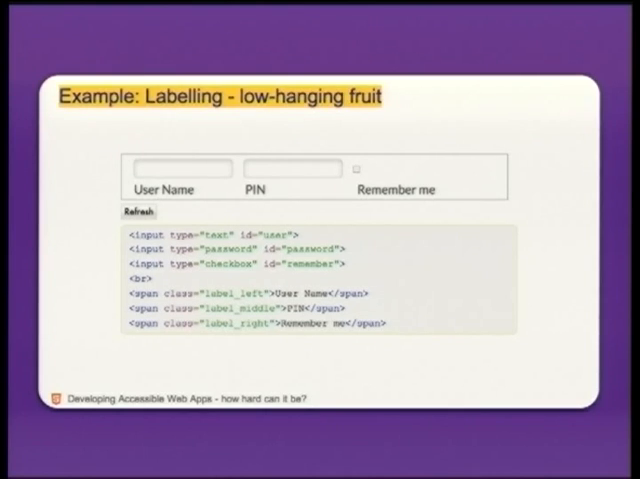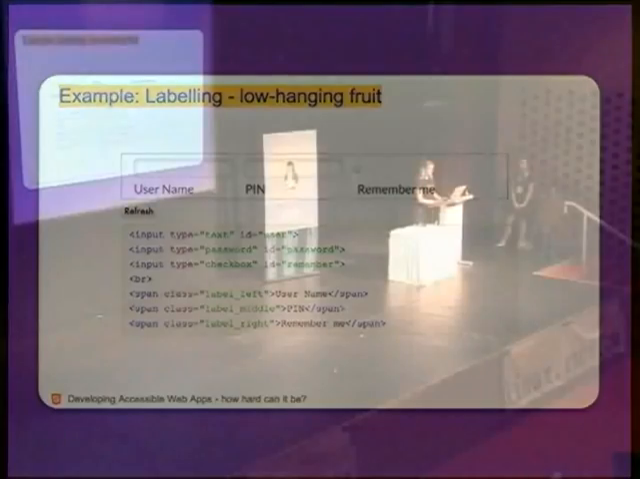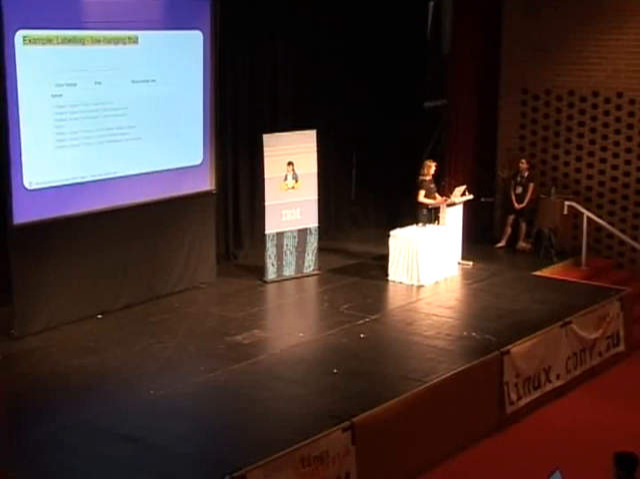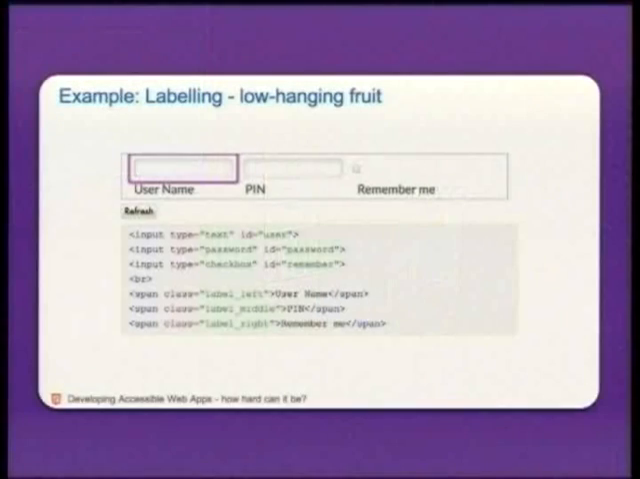Example, labeling, low-hanging fruit. Maybe I don't need to say anything anymore. The screen reader will do it all for me. Edit text. Did that tell you anything? Edit text? Jason will probably say, yeah, that's my experience. That's the bad thing I hear all the time. I get an entry box, it says edit text. What am I supposed to do?